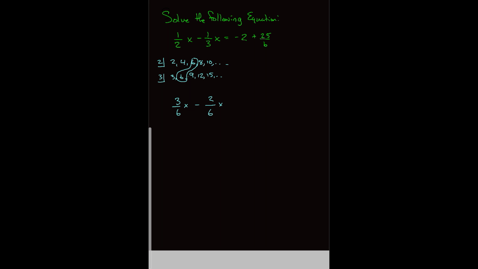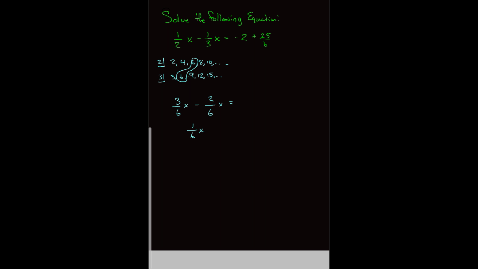Now we have two fractions with the same denominators, so we can combine them and get a single fraction. We just subtract the top numbers, and we get 3 minus 2, which is 1 over 6x. Same process goes for the other fractions on the other side.